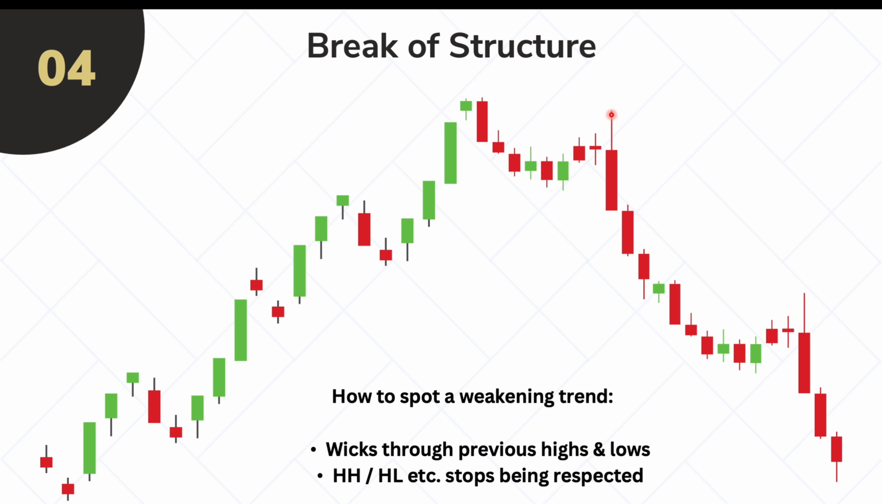For example, the wick is not very long, but it doesn't take out the high. So you have a higher high, higher low, higher high, higher low. But then this swing high fails to create a new higher high, so it fails to take out this high. We call this a failure swing. And after that failure swing, you see that movement downwards. Price now creates a lower high, then a lower low, lower high, lower low, and it goes downwards. So this piece of price action is your break of structure.